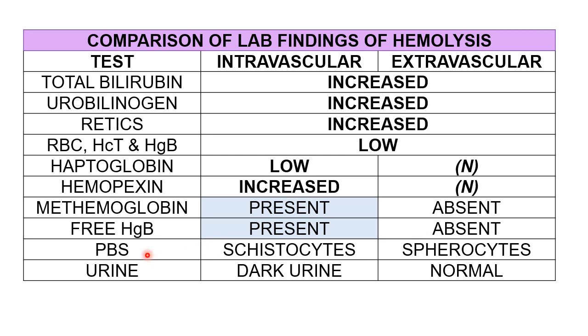Sa peripheral blood picture naman, mas maraming schistocytes na ma-appreciate in the PBS sa intravascular. Sa extravascular naman, mas maraming spherocytes. In urinalysis din, mas ma-appreciate mo yung dark urine due to hemoglobinuria sa intravascular catabolism. Extravascular catabolism, walang dark urine dahil walang hemoglobinuria.